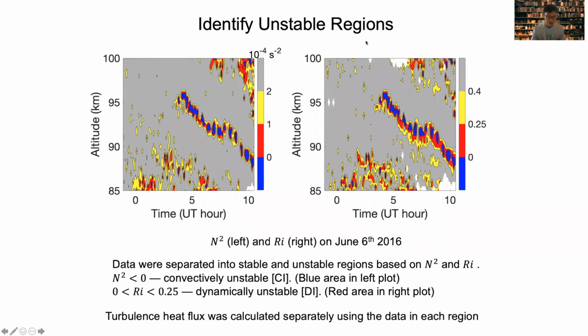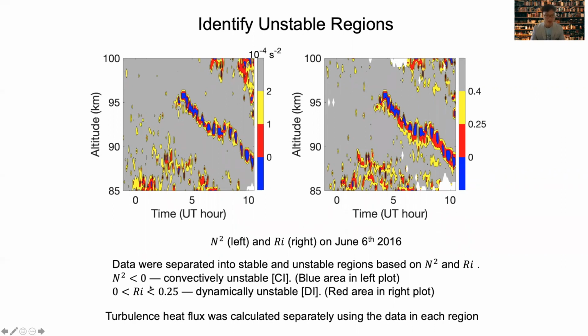To study the turbulence influence on the unstable atmosphere, we need to identify the unstable regions. Data were separated into stable and unstable regions based on N-squared and Richardson number. The left plot is the distribution of N-squared with respect to altitude and UT time. The right plot is the distribution for Richardson number with respect to altitude and UT time.